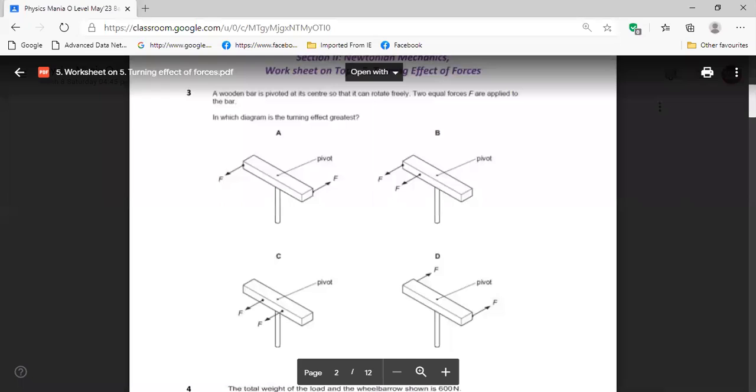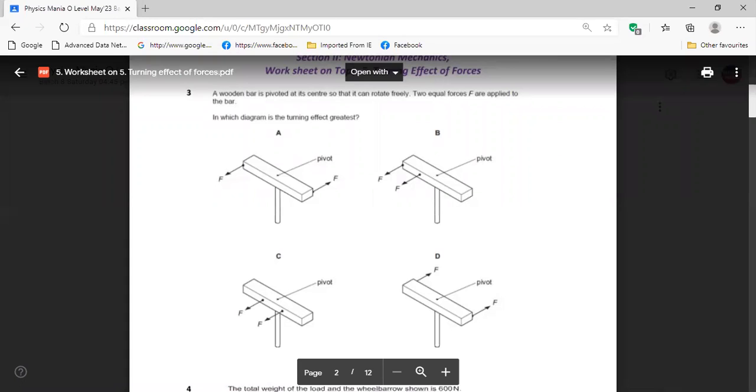Which one did you think? B. Yes, B. Can you explain how it is B? The first one, both forces are acting in opposite directions. They have the same distance from the pivot, so they will most likely cancel each other out. What about A? Yes, I'm talking about A.